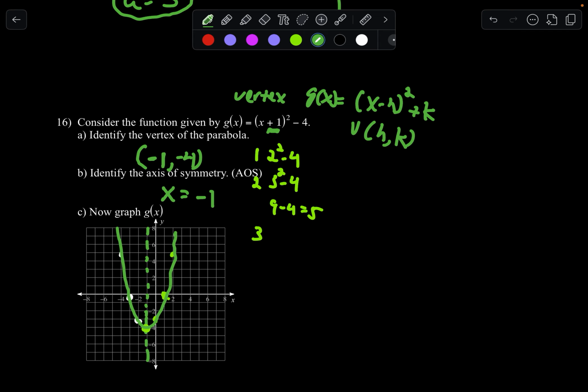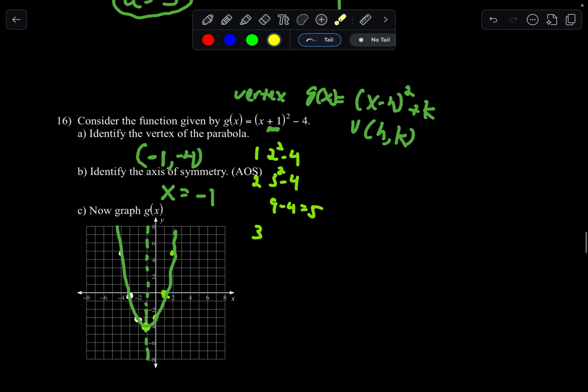All right, and that's how you graph it. Now, what I did was I just chose x values and plugged them in and evaluated this expression in my head, so to speak. So when x was 1, 1 plus 1 is 2, and 2 squared minus 4 is 0. So when we're at 1, we're at 0. And then when x is 2, 2 plus 1 is 3, 3 squared is 9, and 9 minus 4 is 5. So when x is 2, we're at 5.